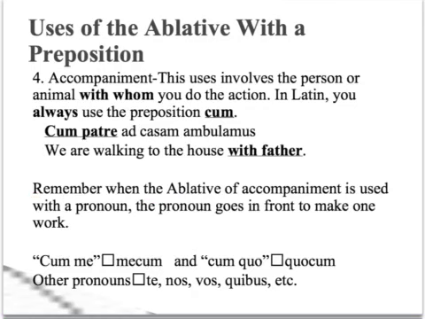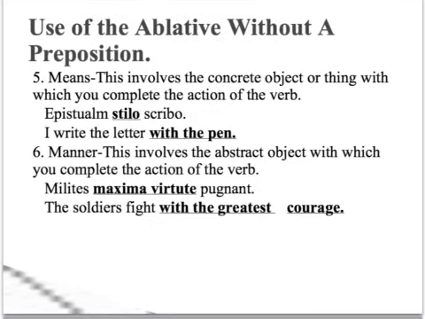Ablative of accompaniment involves the person with whom you're doing an action. So we walked to the house with father. So with father is an ablative of accompaniment. He accompanies us with this. So remember, an ablative of accompaniment is used differently with a pronoun. The pronoun goes in front, making one word. So you don't write cum me, you write mecum, with me. You don't write cum quo, with whom, you write quocum. This works for pronouns like te, vos, nos, quibus, etc.